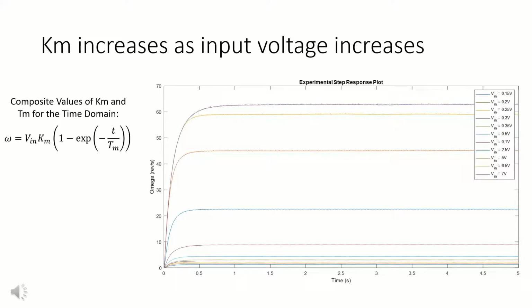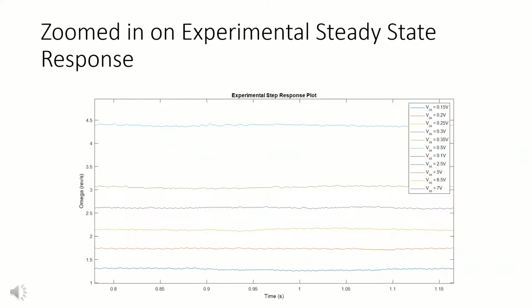When you zoom in on the experimental steady-state response, the data shows slight sinusoidal variations around the steady-state value. This is most likely due to the control system not being able to perfectly maintain the expected input voltage, but slightly overshooting and undershooting as it adjusts to maintain the desired voltage.